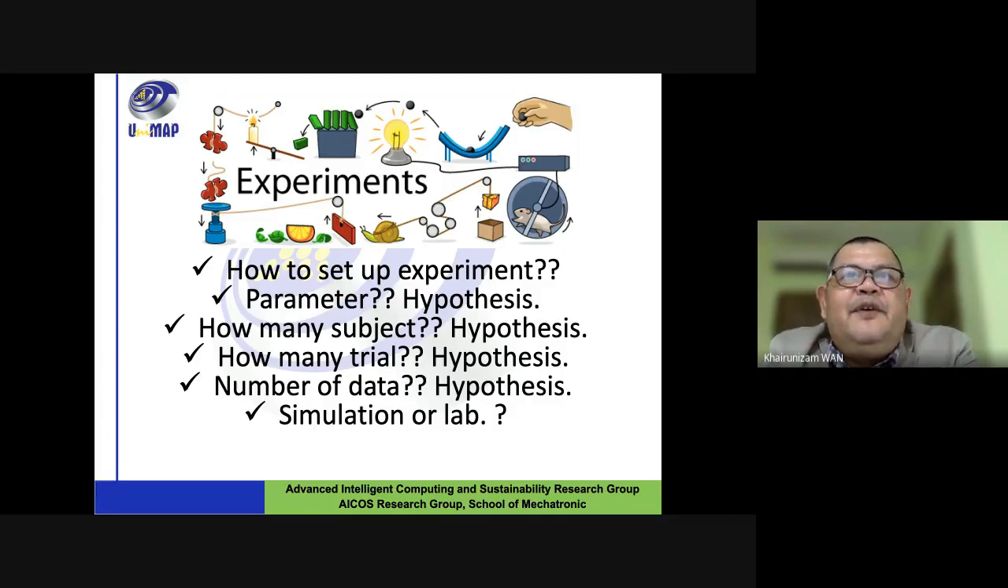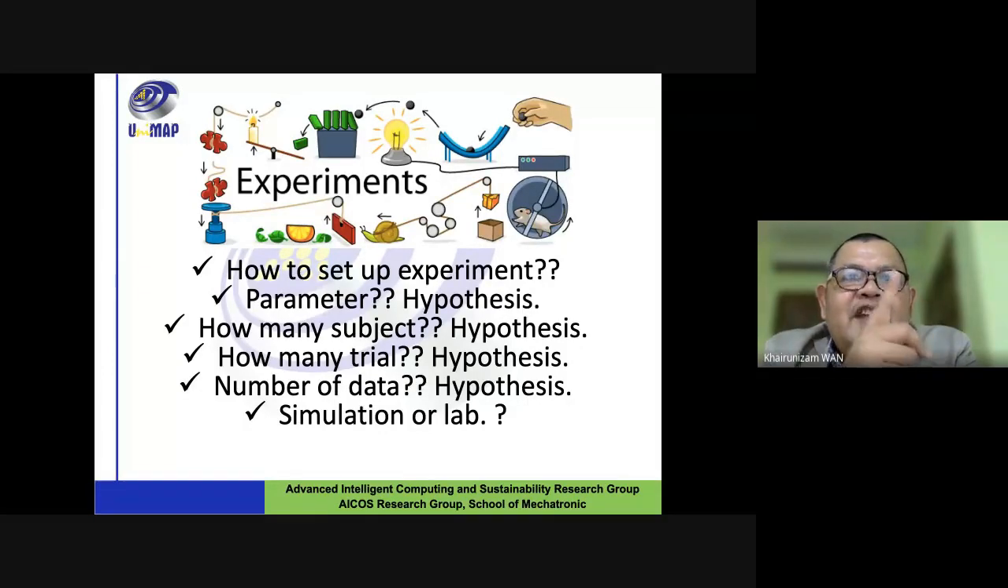Parameter. What is the parameter for the experiment? You already define it in the hypothesis space. Should be no problem. How many subjects do you want to use for data collection? You already define it in the hypothesis. Okay? Of course, the source of the hypothesis is the article of the previous publication by the previous researcher.